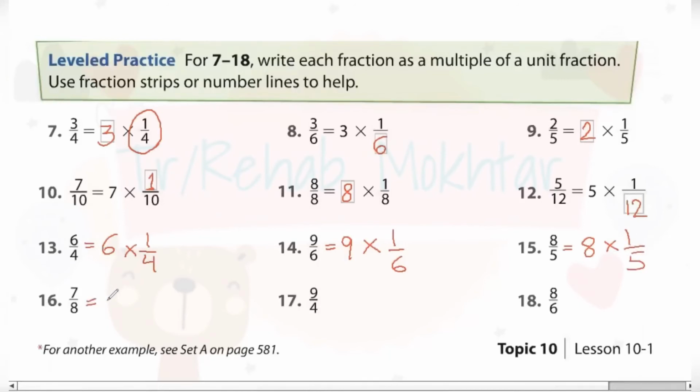It looks like a game. 7 times the unit fraction, 1 out of 8. And here 9 times the unit fraction, 1 out of 4. Here 8 times the unit fraction, 1 out of 6.